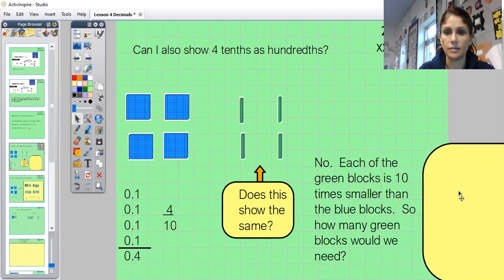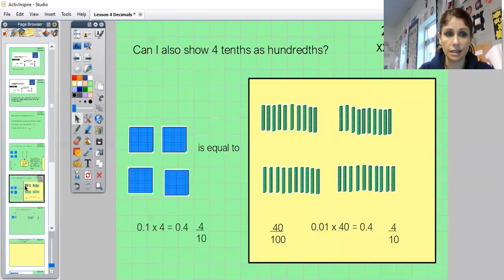Okay, so each of these green blocks is 10 times smaller than a blue block, isn't it? So how many green blocks are we going to need? How many of these do we need to make one of these? Think about it. Okay, let's have a look. Right, we need 10 of those to make one of these, don't we? 10 of these green blocks is the same as one blue block.